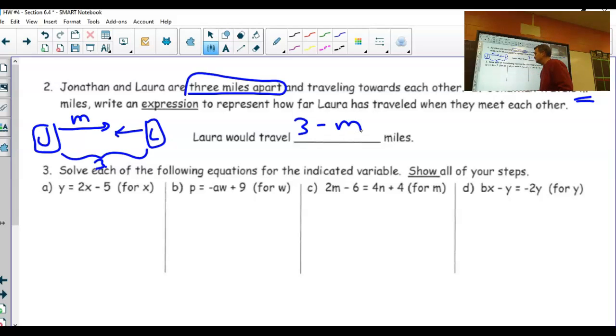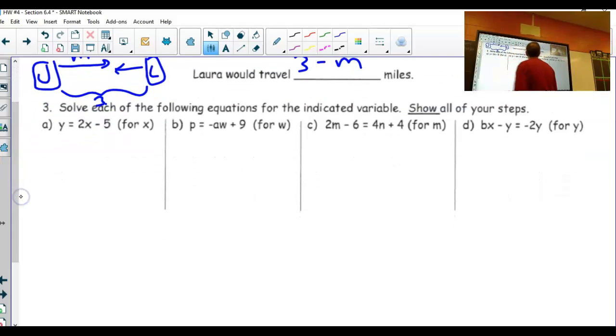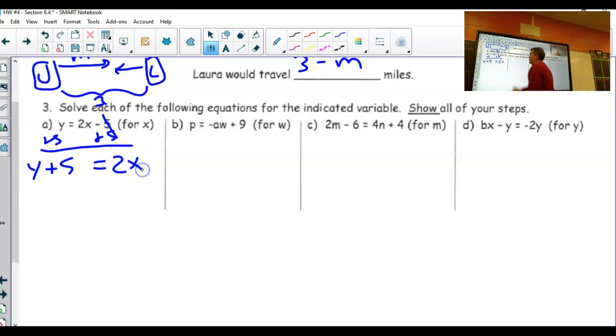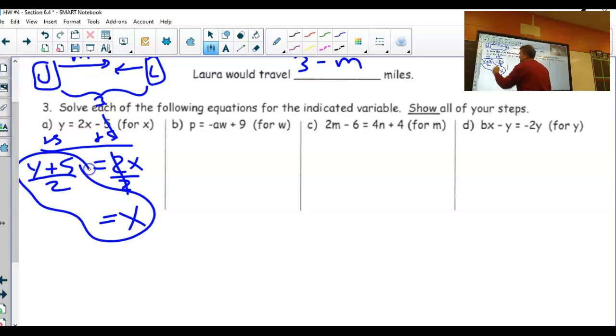3 minus m. We go on to number 3. All right, so in number 3, if I want to solve this for x, first I need to get rid of the 5 by adding 5 to both sides. And over here I would have y plus 5, and over here I would have 2x. And then to get the x by itself, I would divide both sides by 2. And there's my answer really right there. X is equal to y plus 5 over 2.